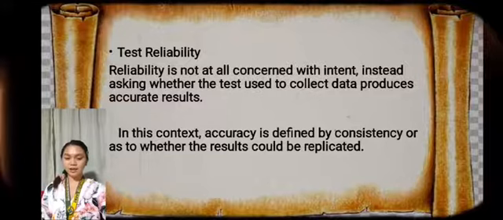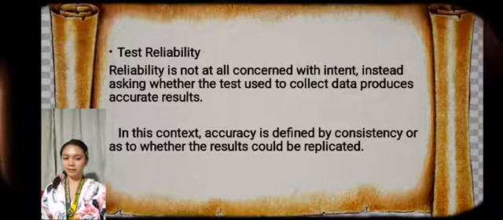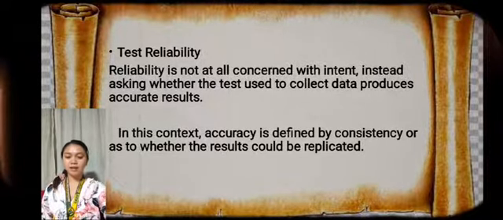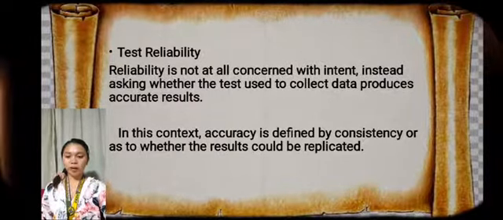Next is test reliability. Reliability is not at all concerned with intent. Instead, it asks whether the test used to collect data produces accurate results. In this context, accuracy is defined by consistency, or as to whether the results could be replicated.